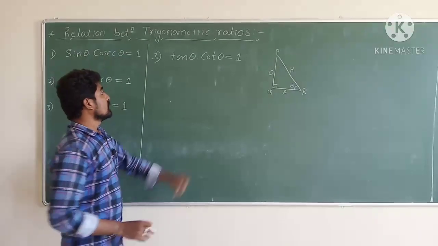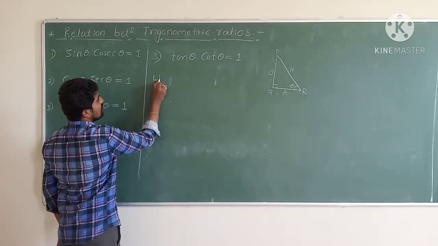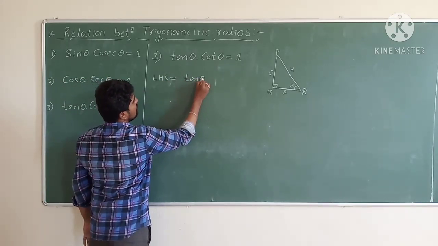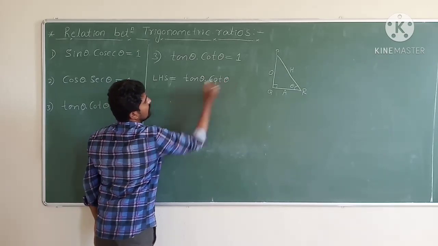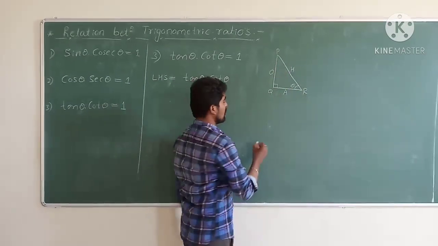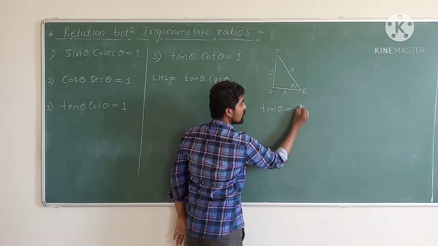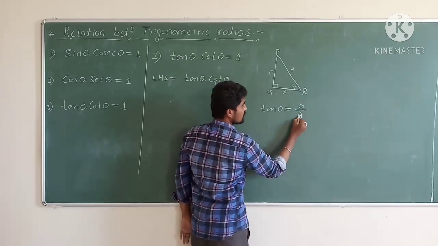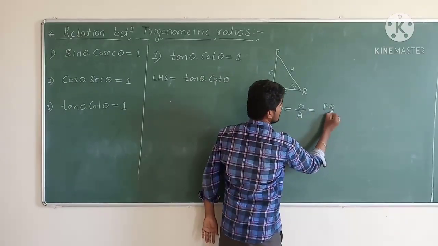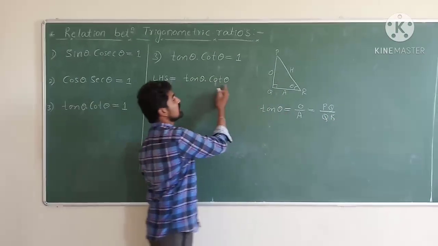So now the third one. Prove that tan theta into cot theta is equal to 1. Again, let us consider the left hand side, tan theta into cot theta. We need the definitions of tan theta and cot theta. In this triangle PQR, the definition of tan theta is opposite divided by adjacent side. Here the opposite side is PQ, so PQ divided by the adjacent side QR.